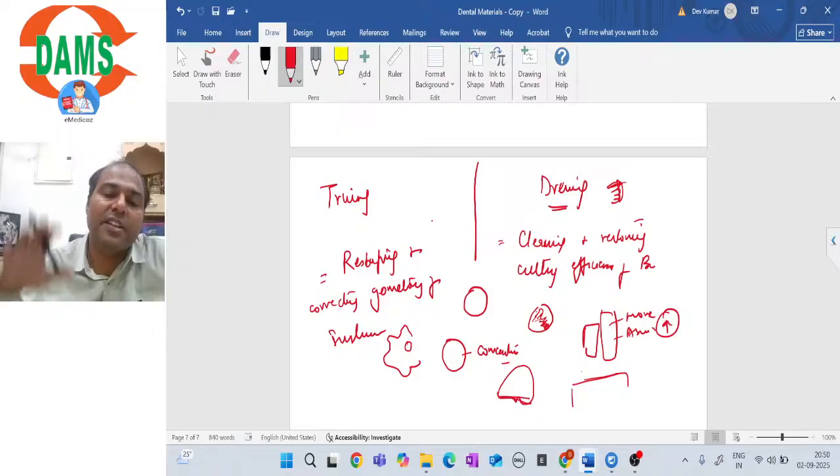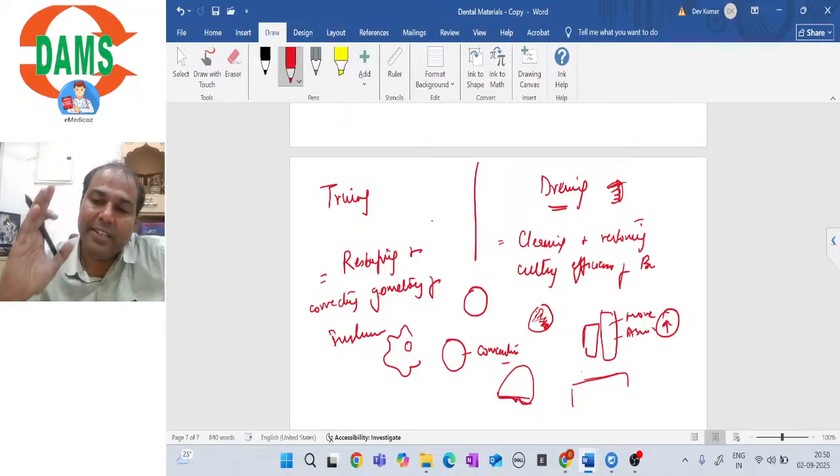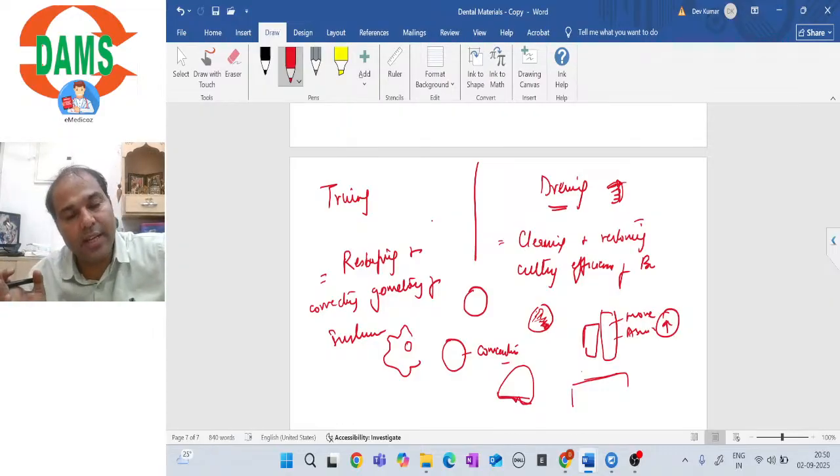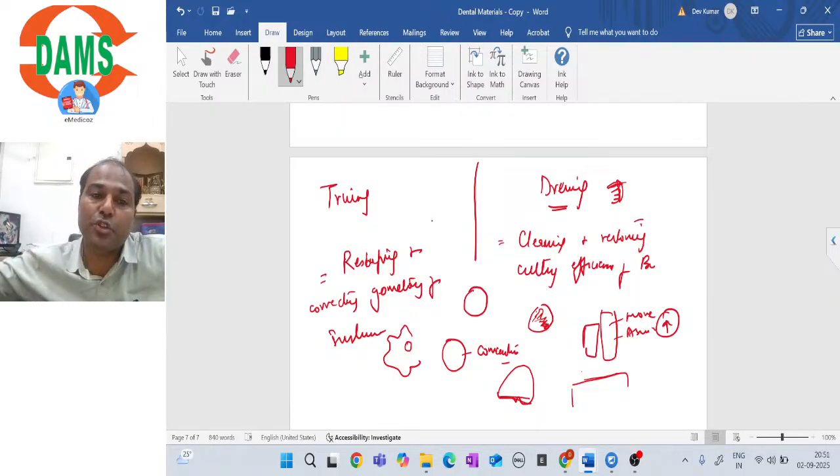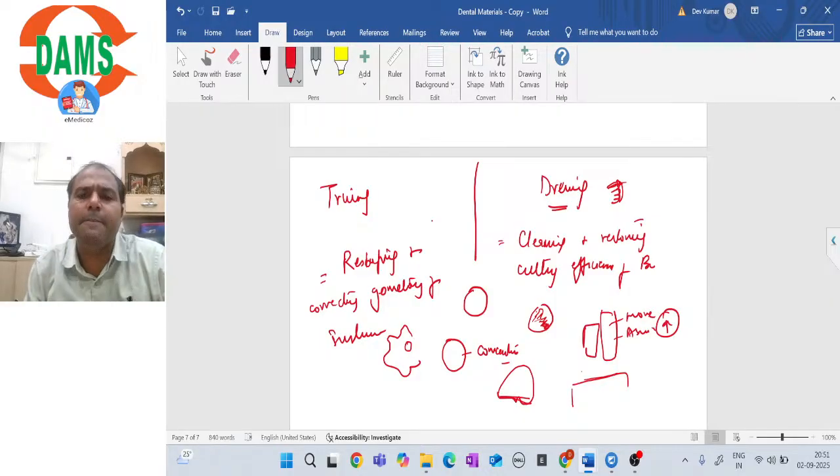So remember this, reshaping and correcting the geometry is truing, and dressing is basically cleaning and restoring the efficiency of the workpiece. Is it clear? I hope it is clear. Any doubts? Clear?